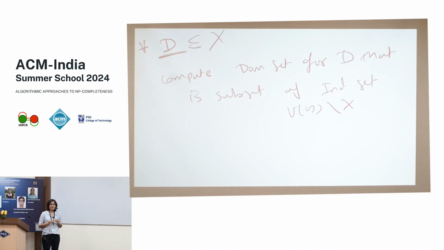Now my claim is I can do it in 2 power vertex cover time. Basically, what should I do here? Can I do a dynamic programming? How do I do a dynamic programming here? I know one way of doing dynamic programming. What is it?